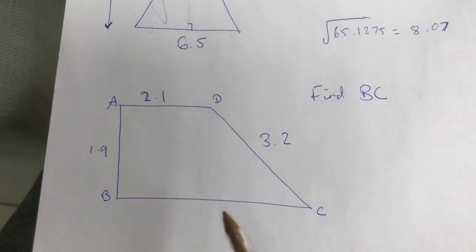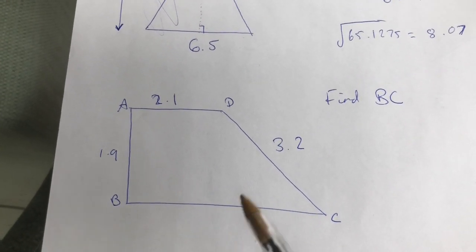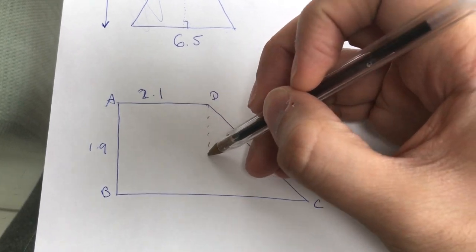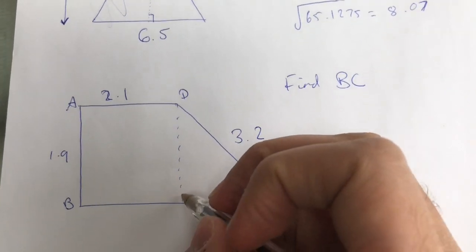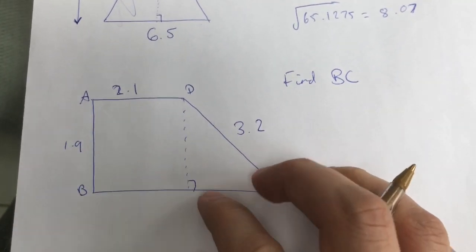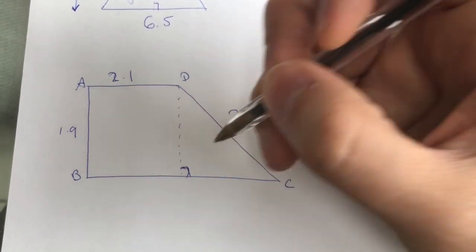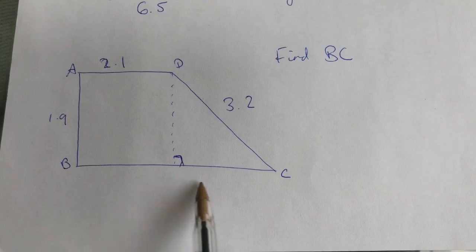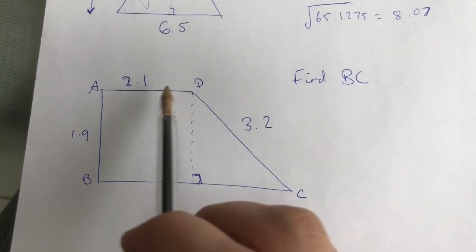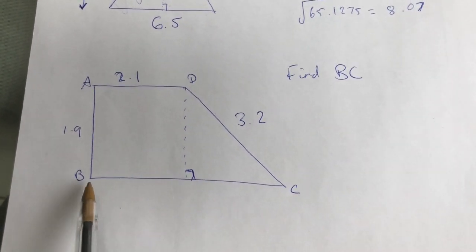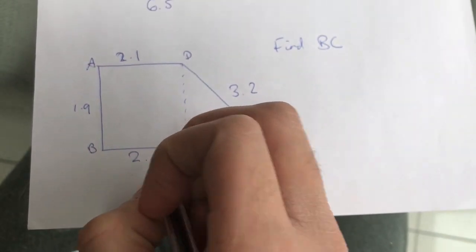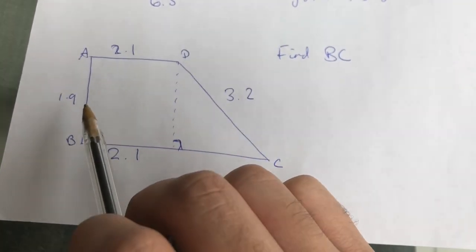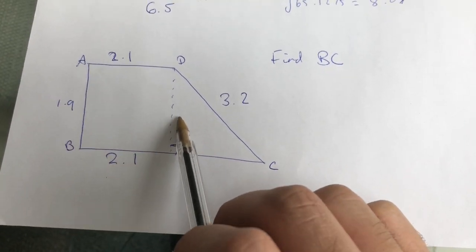We love right angle triangles and rectangles. So if we were to draw a line going down here, that creates a rectangle here and a right angle triangle there. Now, given the question is asking us to find the whole length of BC, this rectangle shows us that this bit here from there to there must be 2.1. And then 1.9, so that must be 1.9.